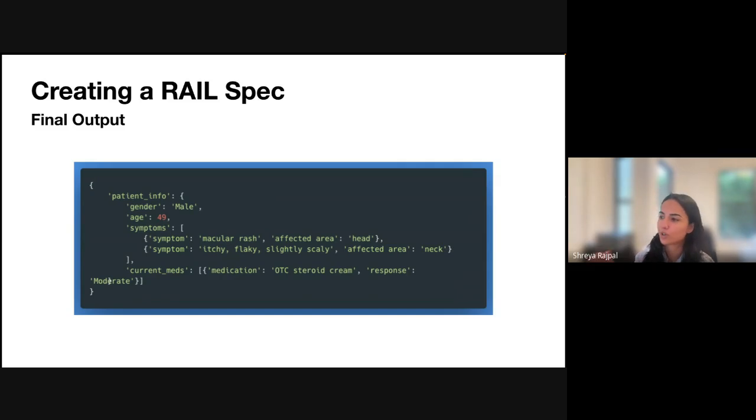This is what the first call would essentially return for you, where you have patient information as the structured output: gender is this, age is this, these are what my symptoms look like, this is the current medication that the patient is on. And then we can also check that each affected area for each symptom is between head and neck.